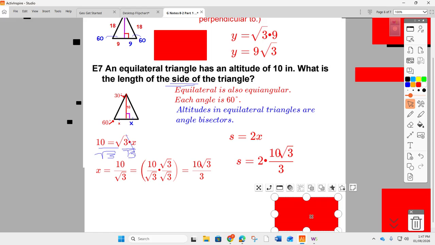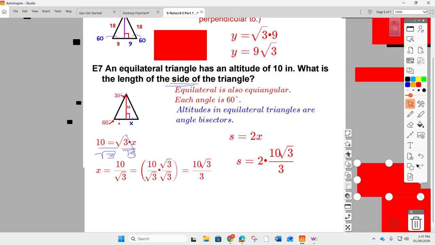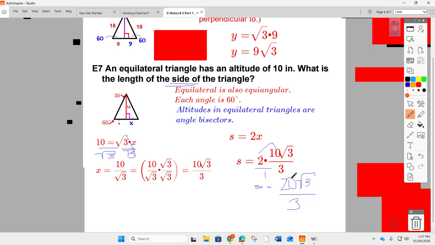and you'll get it's going to be 2 times 10 is 20, square root of 3, divided by 3. Remember how you multiply fractions. Top times top, 2 times 10 is 20. Can't multiply inside the radical. And then bottom times bottom, 1 times 3 is 3. That's the final answer. That's the side length: 20 square root of 3 divided by 3.